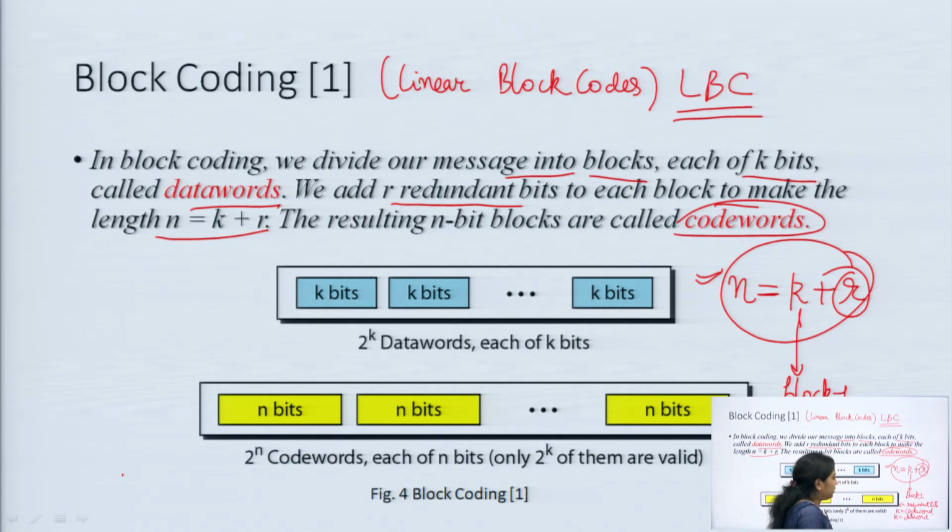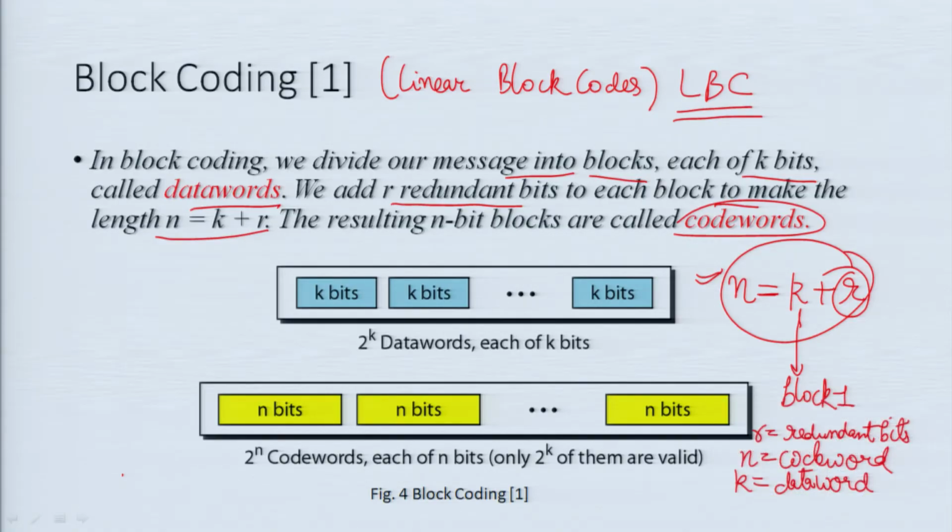So, these three terms are very important if you are studying the coding part. This is very important if you want to study that r is the redundant bits, n is the code word and k is the data word. So, this is the bits that you have seen over here.